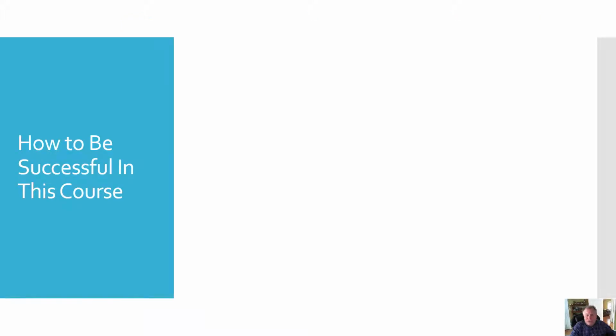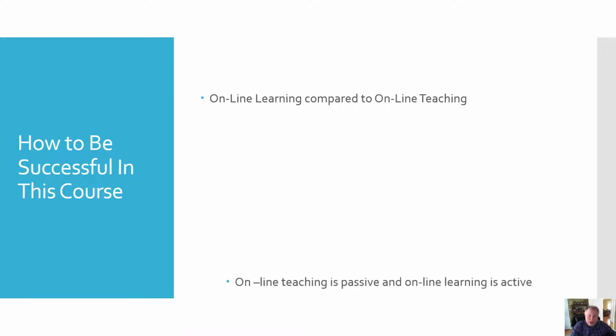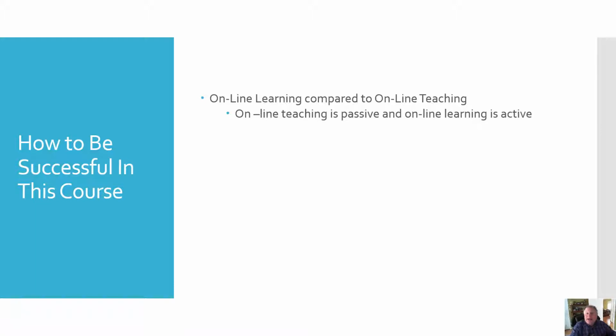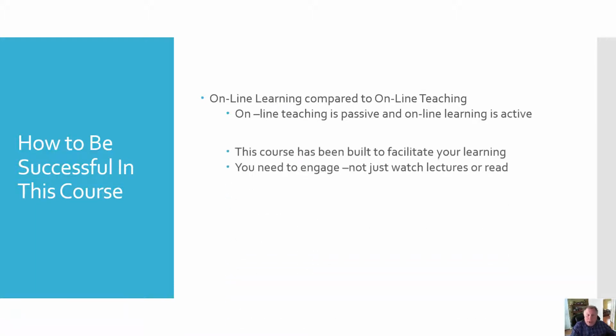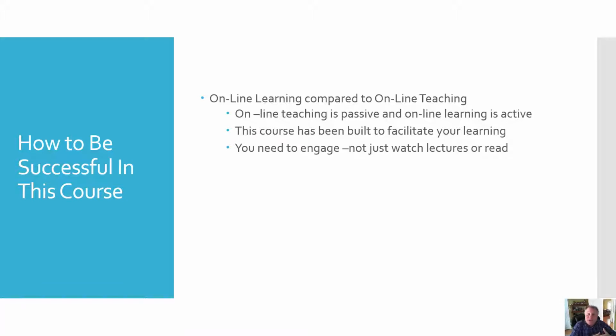How can you be successful in this class? Well, online learning compared to online teaching. Online teaching is passive and online learning is active. This course has been built to facilitate your learning. You need to engage, not just watch lectures, read, and take a quiz. Successful students plan and organize their time. This is especially true if you're taking Accounting 302 at the same time. My suggestion is you plan your time to get this done earlier rather than later, to make your life easier. So plan and organize.